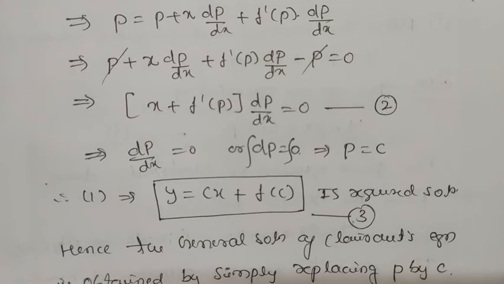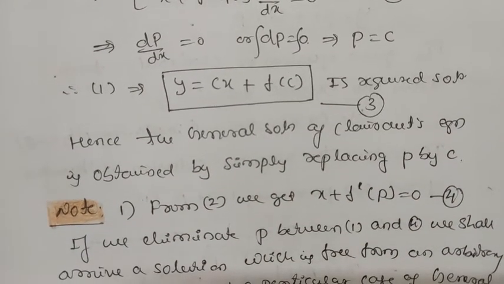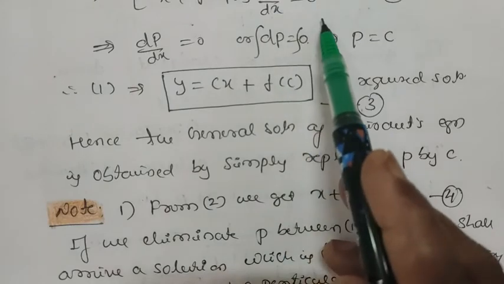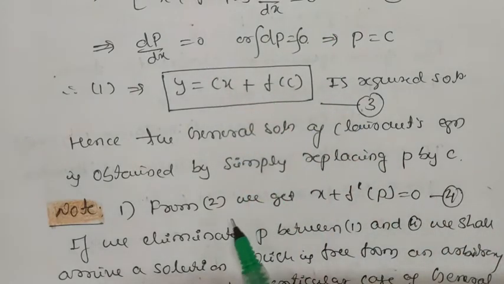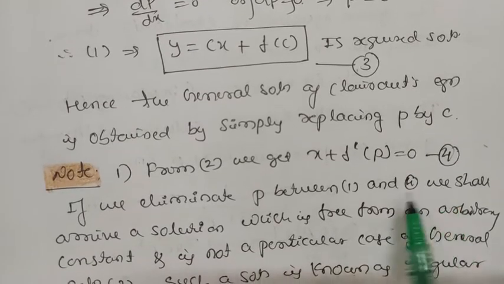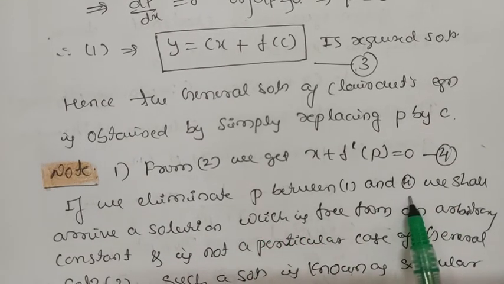Again we have one more solution, that is a singular solution. For that we have one note here. From the second equation, we get x into f dash of p. Here we have x f dash of p into dp by dx equals 0. So from this we can get x f dash of p equals 0. Take this one as equation number 4. If we eliminate p between equation 1 and 4, this is the method of finding a singular solution.